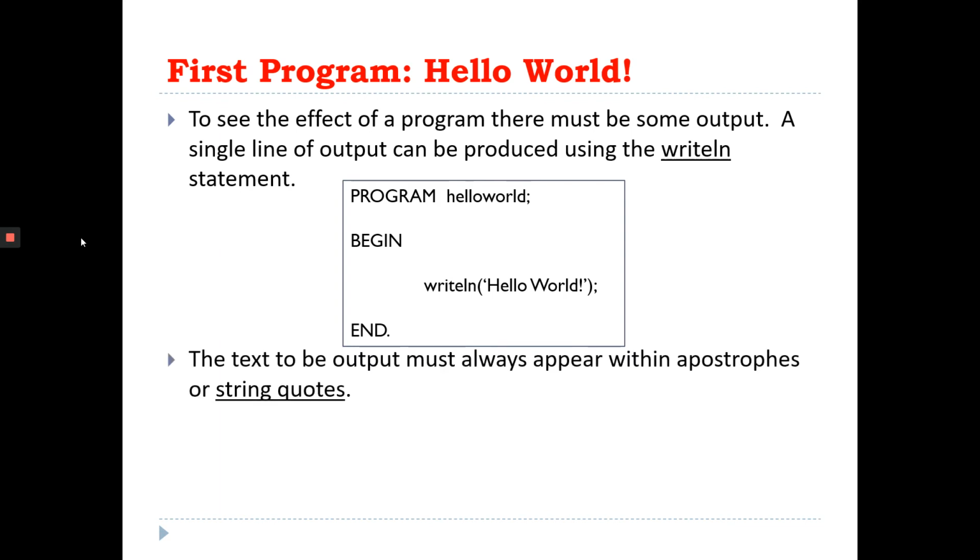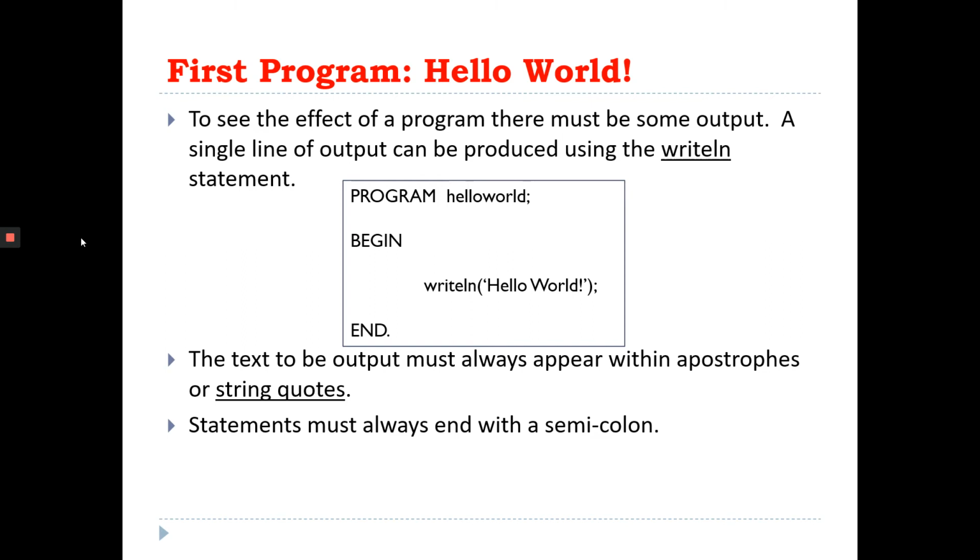The text to be output must always appear within apostrophes or string quotes. This indicates that it is a string. We'll go more into data types next lesson, but there are a variety of them. You may remember from GCSE, such as integers, which are whole numbers, booleans, which are true and false statements, and so on. Statements must always end with a semicolon, and that will probably be your most common mistake or error when you first start learning to code in Pascal.